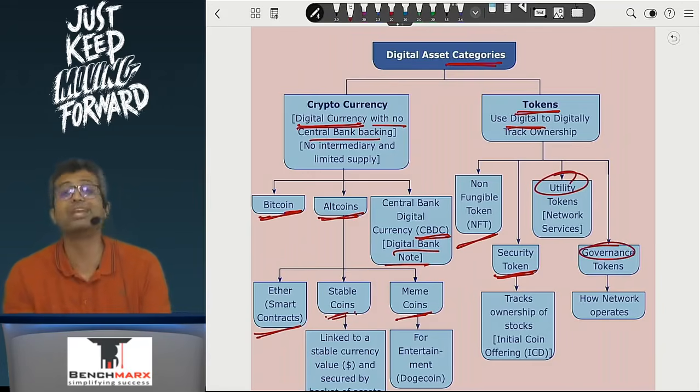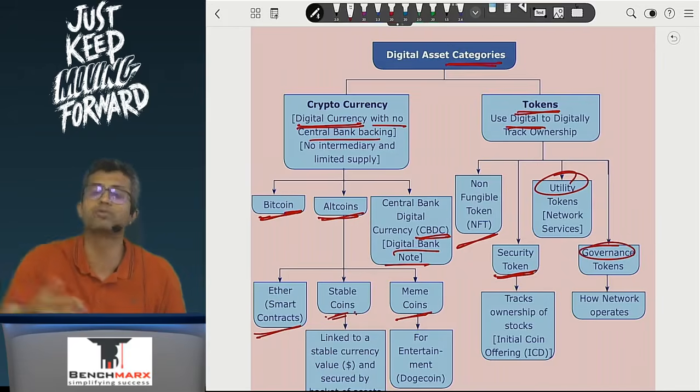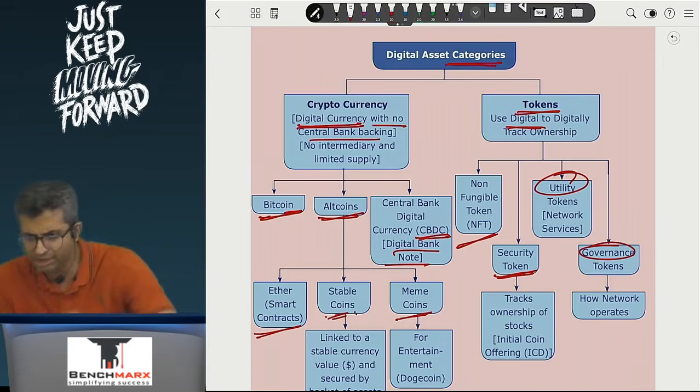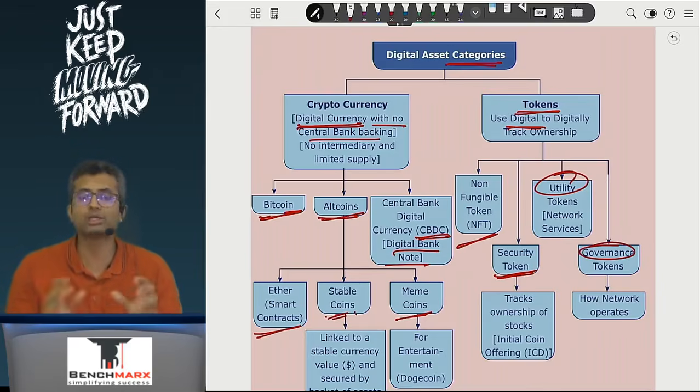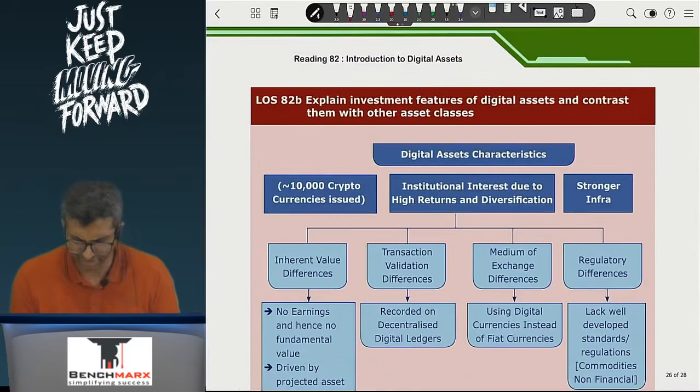Now these are paid to network providers, like miners and validators, who are providing services. As we said, they will be rewarded in the form of Bitcoin. So these tokens are given to them as their reward for doing governance, that is managing the network, or doing utility, that is network services on the network. Explain features of digital assets and contrast them with other assets.